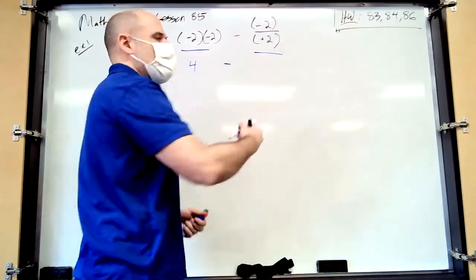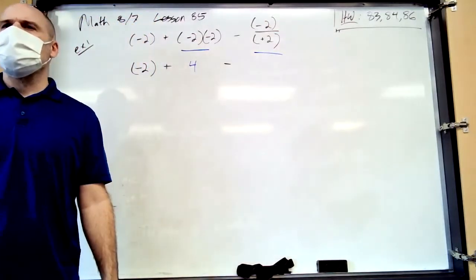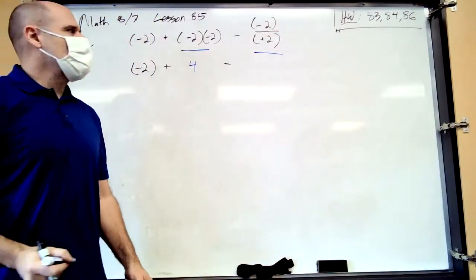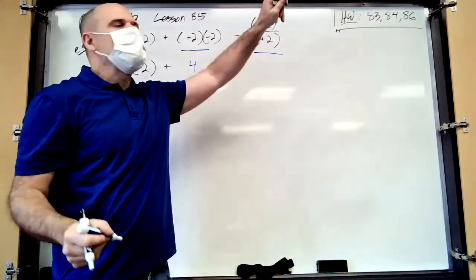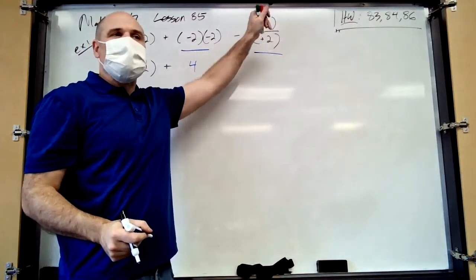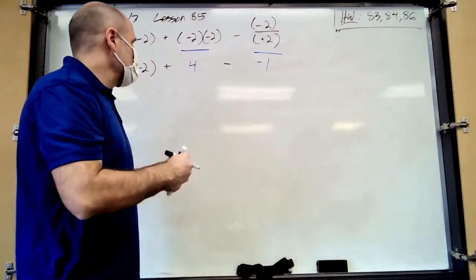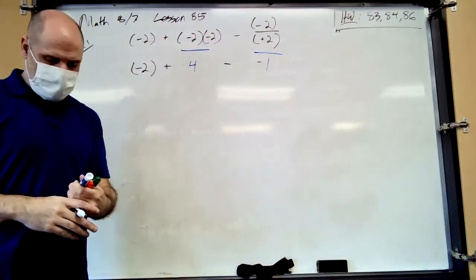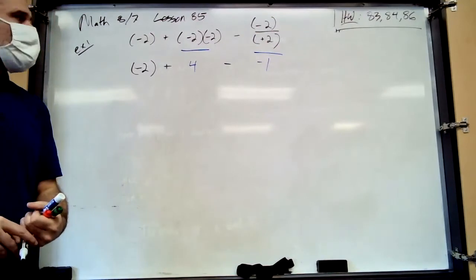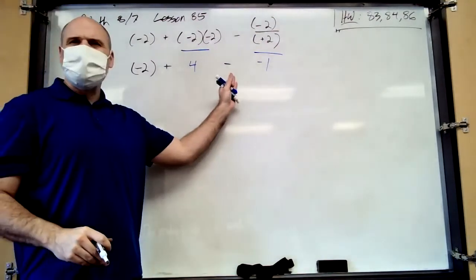And then what do you do when you divide those two? -1. Remember, 2 divided by 2 is 1, but a negative divided by a positive, you have unlike signs, so that's -1. Okay? So -2 plus 4. And then what's this? Minus -1.